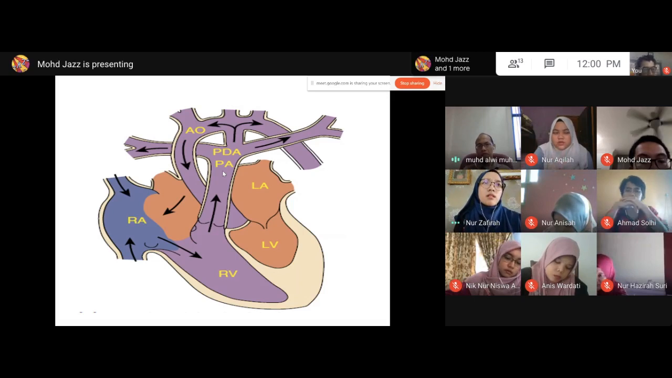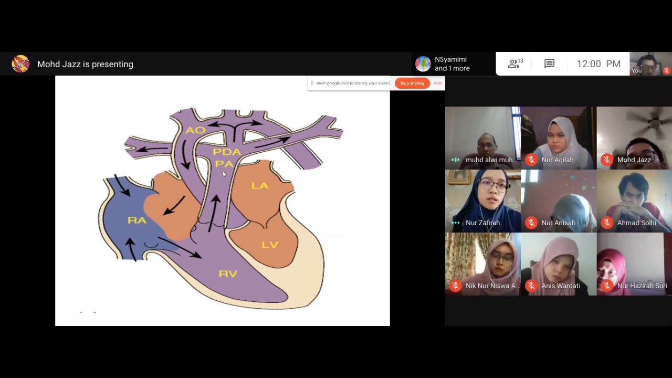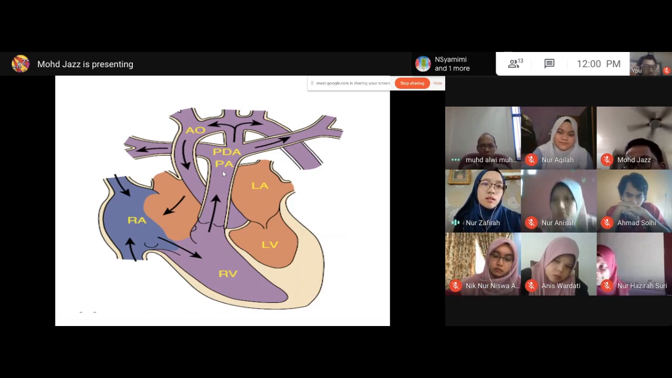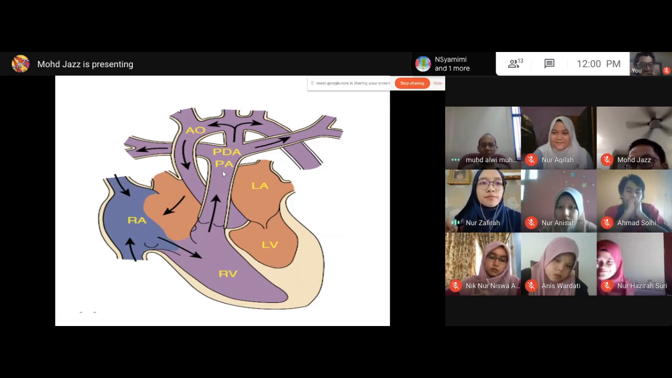For example, if my Hb is 15, only 12 of my Hb is oxygenated. The other three gram is not oxygenated, then I'll be cyanosed. So the more hemoglobin that is not oxygenated, the more cyanosis there will be. Okay.